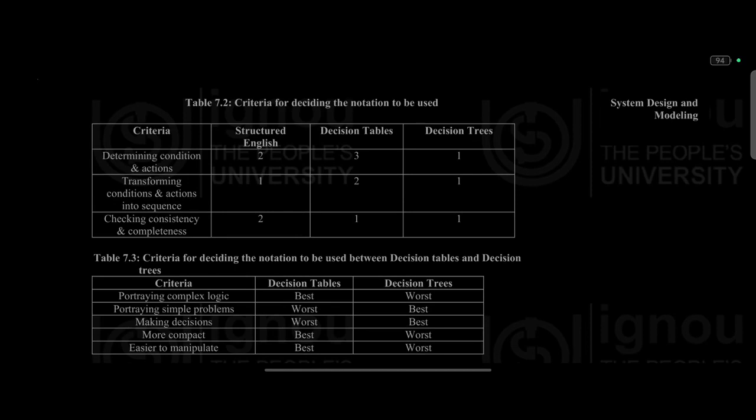Criteria: determining condition and action, and transforming conditions and actions into sequence, checking consistency and completeness. Table 7.3: criteria for deciding the notation to be used between decision tables and decision trees.